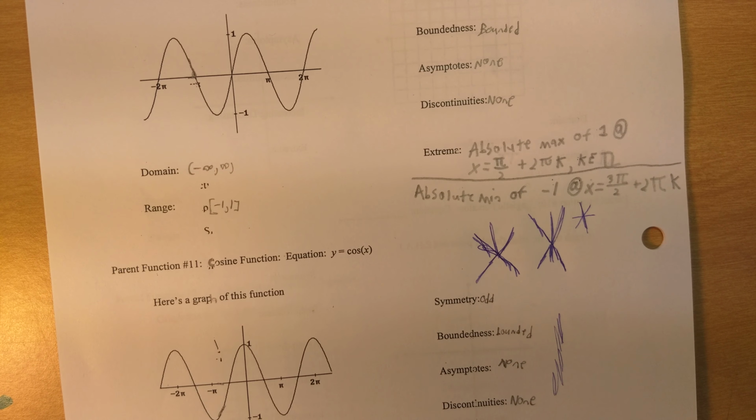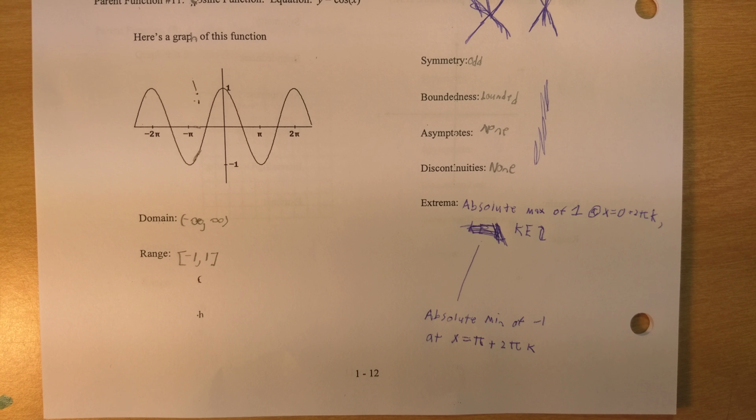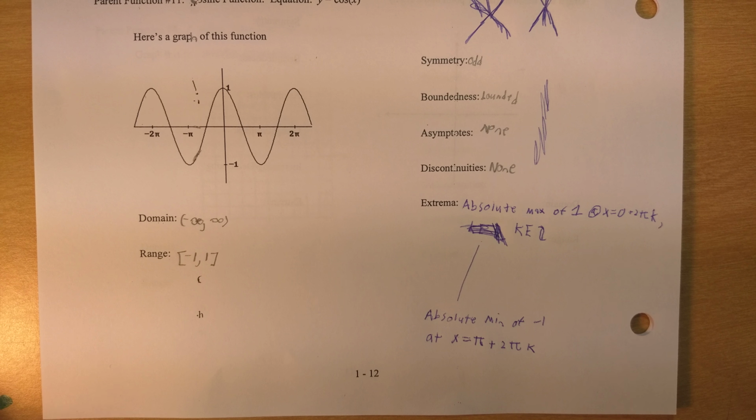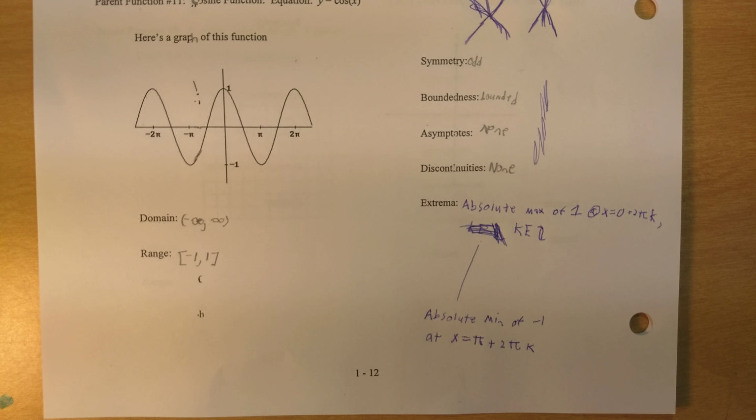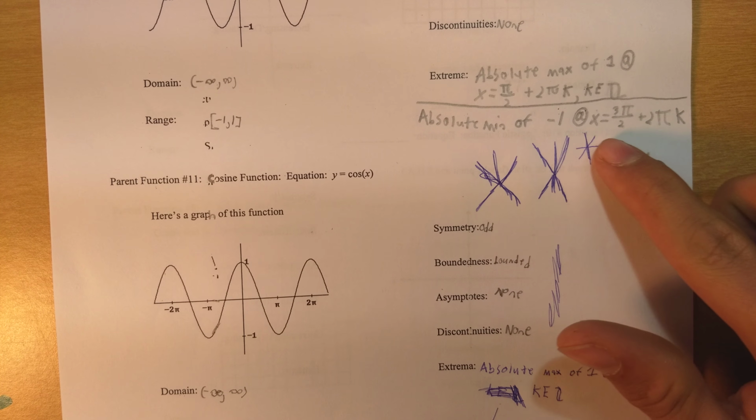And then this is a cosine function. It starts 1 above the origin. It also is bounded at the top and the bottom because a cosine function never goes to infinity on the y-axis. This function also doesn't have any asymptotes or discontinuities and has an even symmetry. The extrema for a cosine function is the same as the sine's.